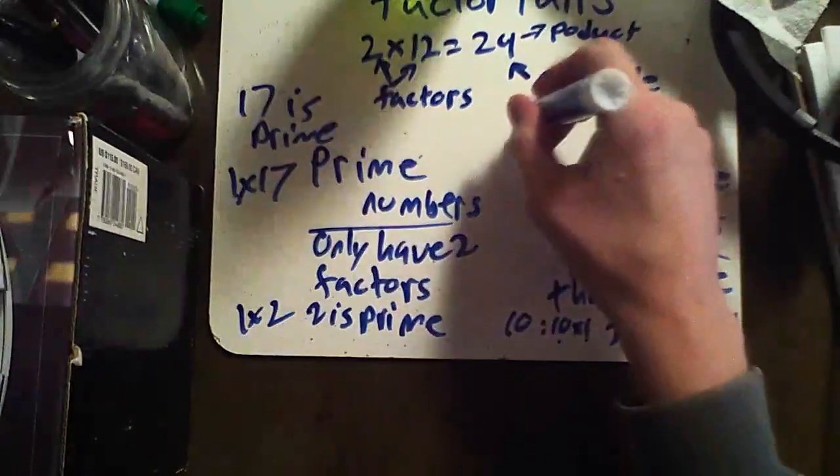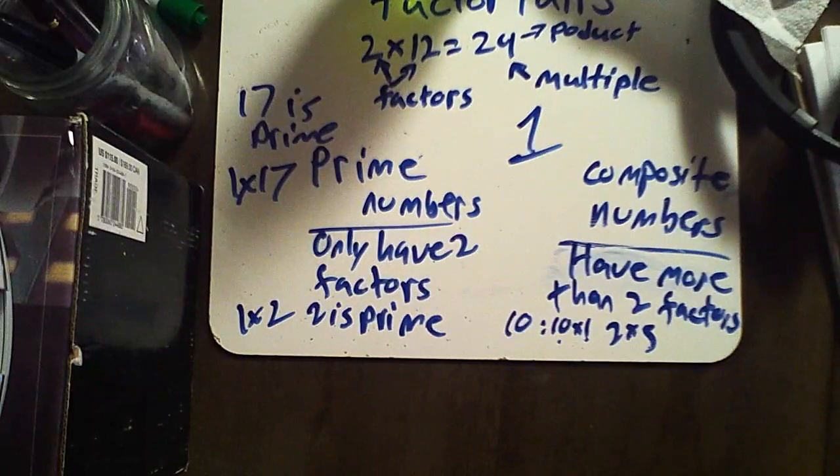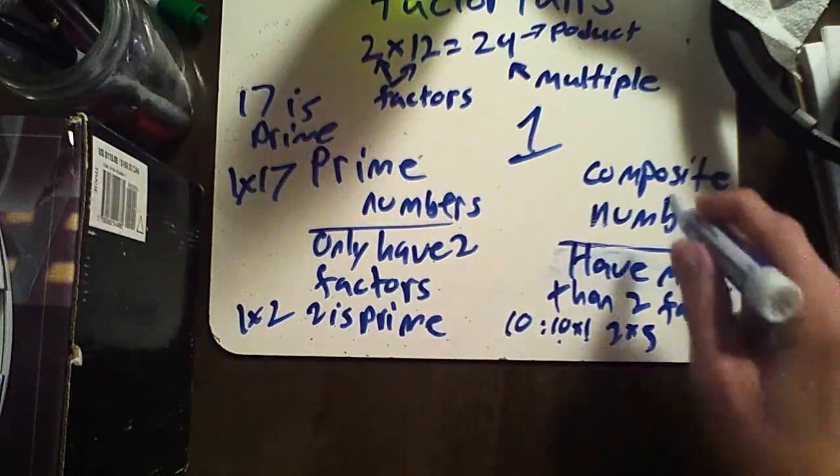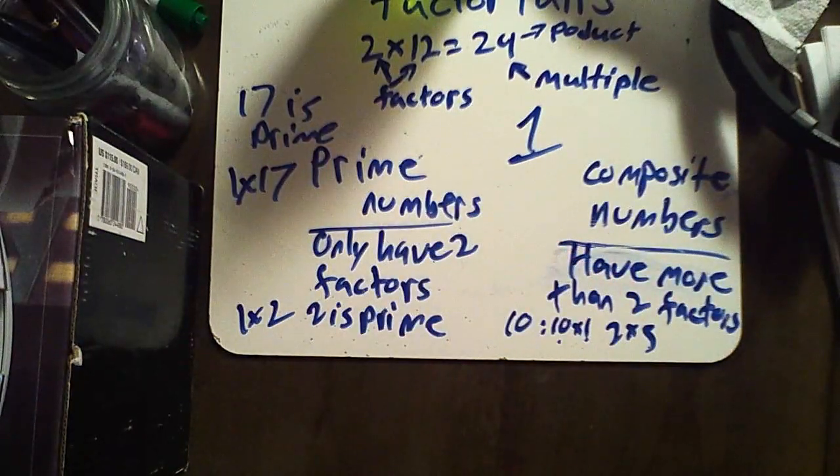The number 1 is not either of them. It is neither prime nor composite because it only has one factor. Its only factor is 1. 1 times 1 is 1. That's only one factor. So it's not either one of them. All right. There's a lot more to learn about this, but I'll just start you with that.